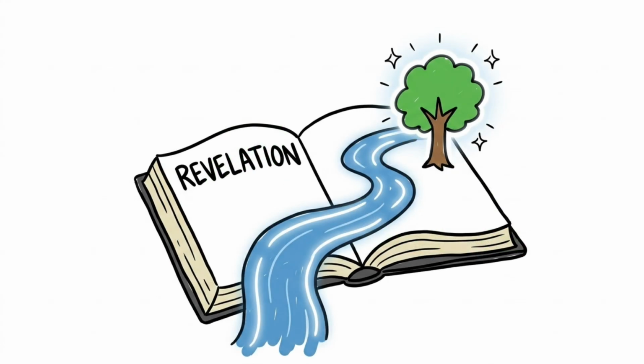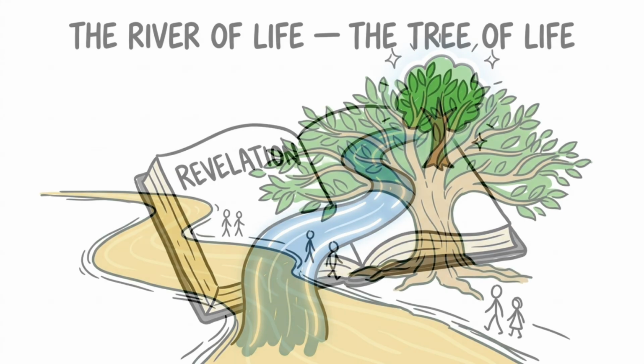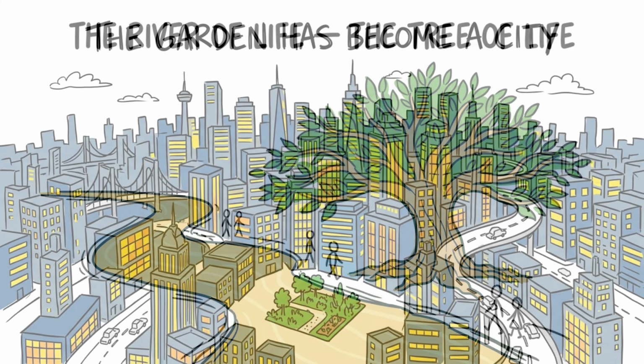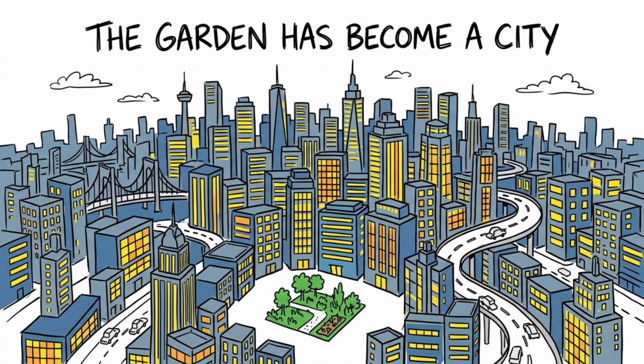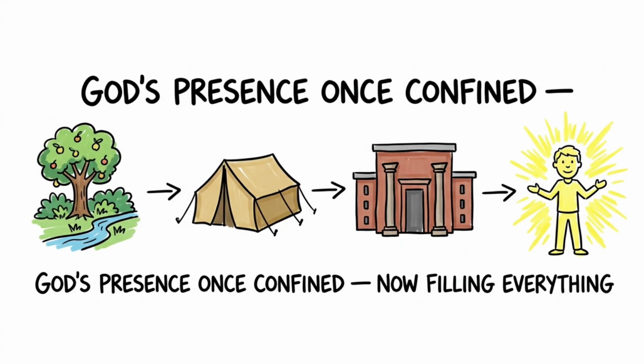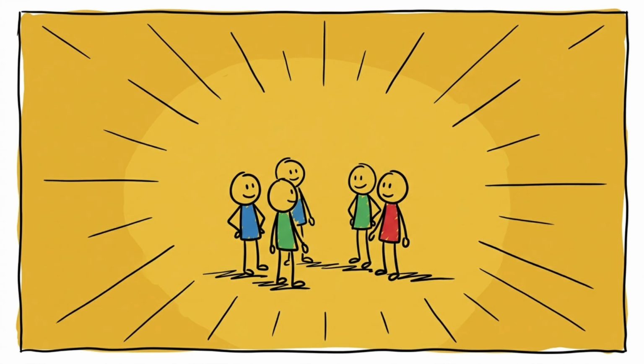And Revelation ends as it began with Eden, the river of life, the tree of life, God dwelling with his people. But the garden has become a city because the temple has become the whole world. There is no more sanctuary within the city because the city itself is the sanctuary. God's presence, which was once confined to a garden, then to a tent, then to a temple, then to the body of Jesus, has now filled everything.